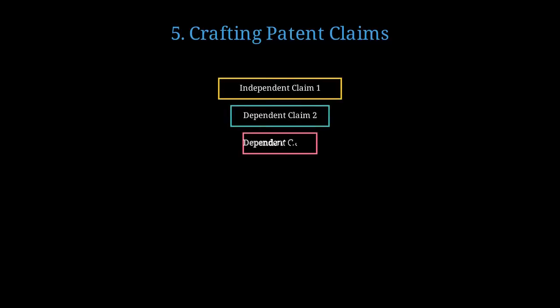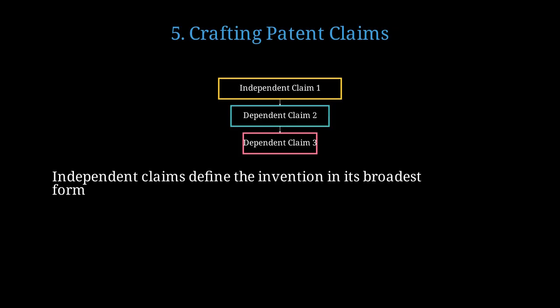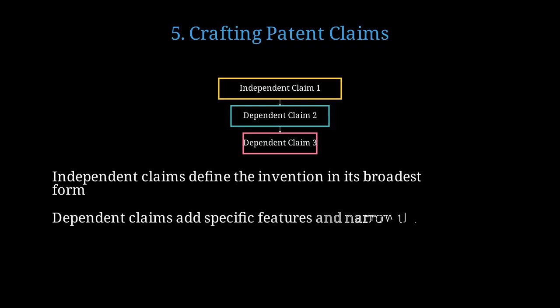Claims are hierarchical. Independent claims stand alone and define the broadest protection, while dependent claims add specific limitations and provide fallback protection. Independent claims capture your invention in its broadest, most general form, providing maximum protection if allowed. Dependent claims reference independent claims and add specific features, creating narrower but often stronger fallback positions.